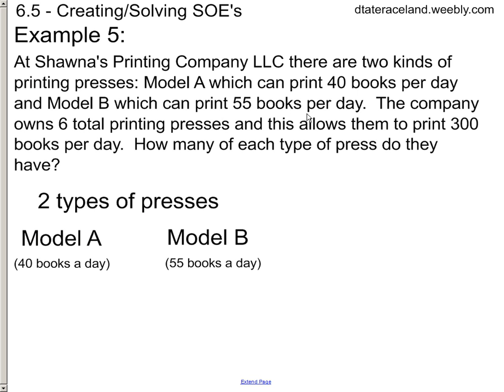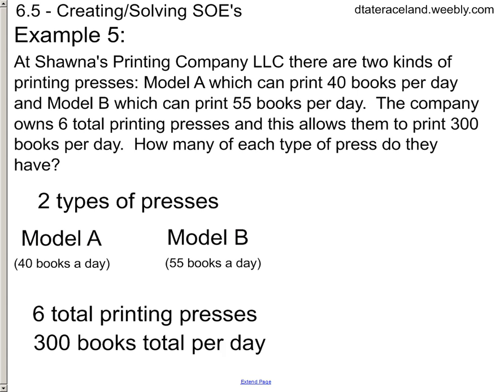So far, I don't even know where I'm going with this. The company owns 6 total printing presses. So let me type in 6 total printing presses. And this allows them to print 300 books a day. So, okay, we can get 300 books total per day. How many of each type of press do they have? So how many Model A and how many Model B?